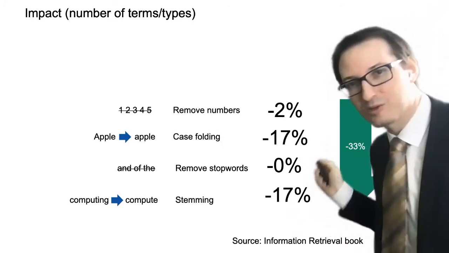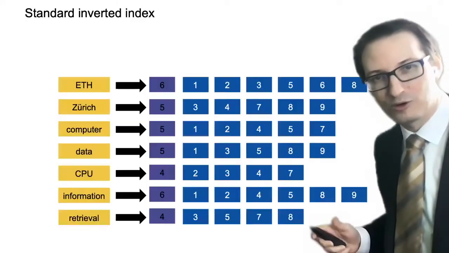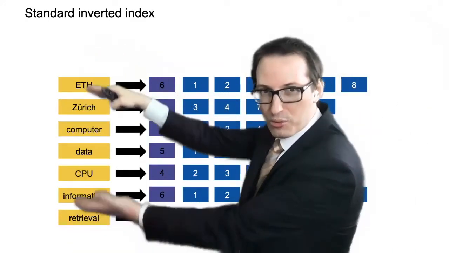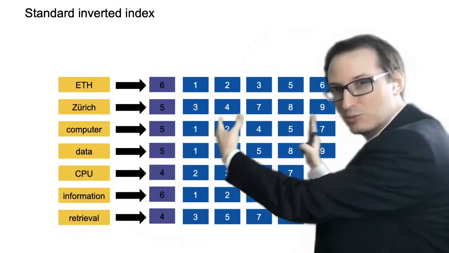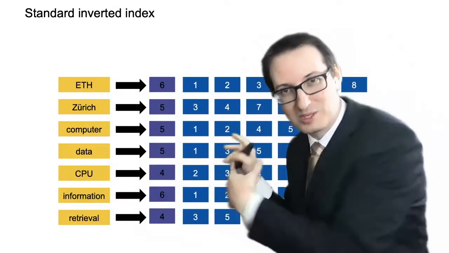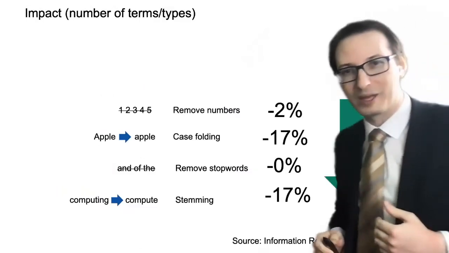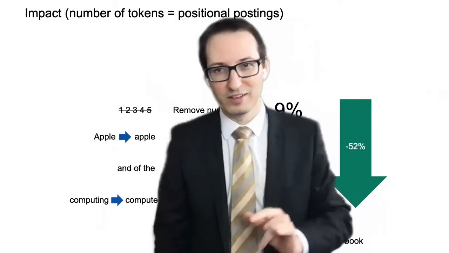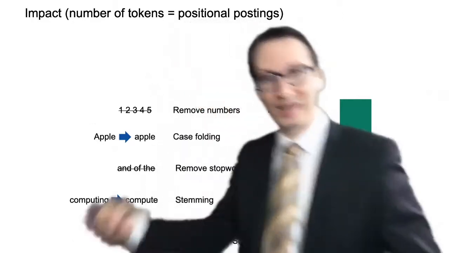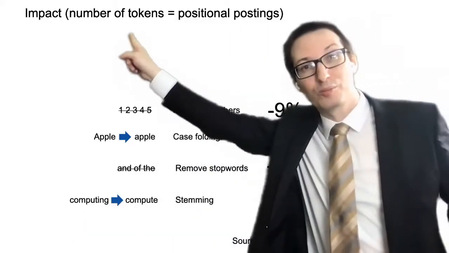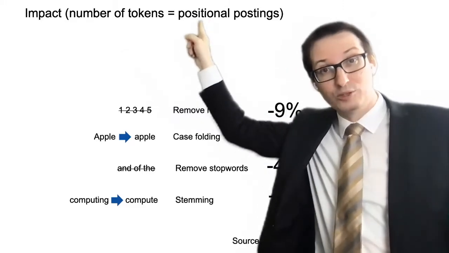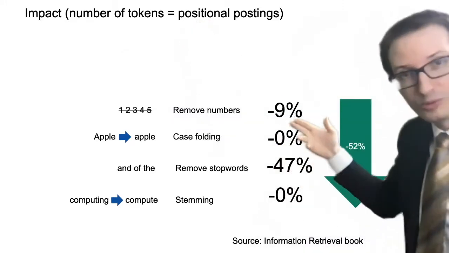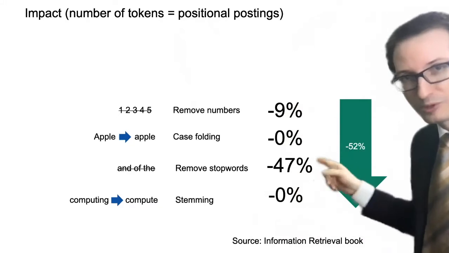So let me summarize, 33 and 42. If I go back here, this is 33% of gain right there and 42% of gain right here. So these are the two things we want to compress. Okay, but this is what we've been doing so far. Can we do more? Yes, absolutely. Oh, I had this one more slide. This is then on the total number of tokens, the positional postings this time. So you see these are just the numbers.